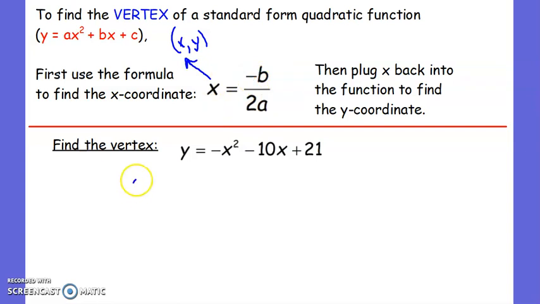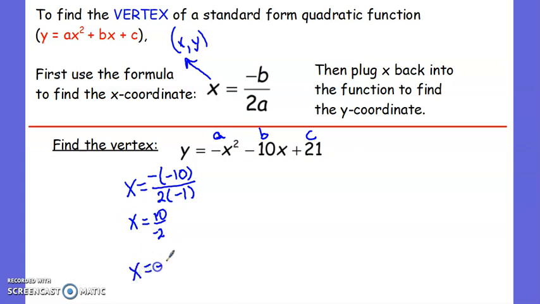So let's do that down here. x equals negative, again, a will be negative 1 for us right now. b is negative 10, and c is 21. So I'm going to say negative of negative 10 over 2 times negative 1, that a value, that coefficient here of negative 1, which means that x equals 10 over negative 2, or basically x equals negative 5.